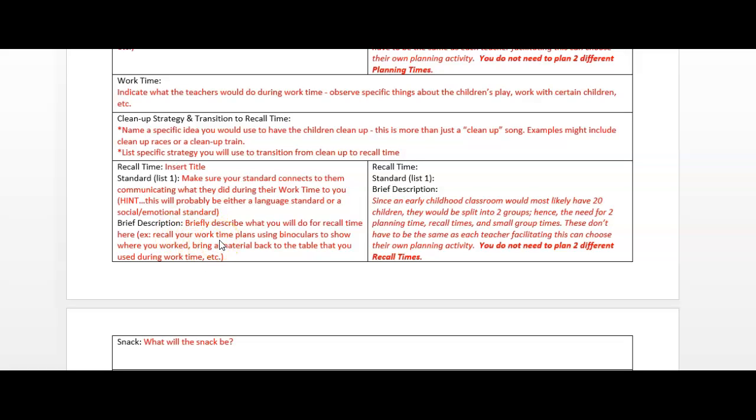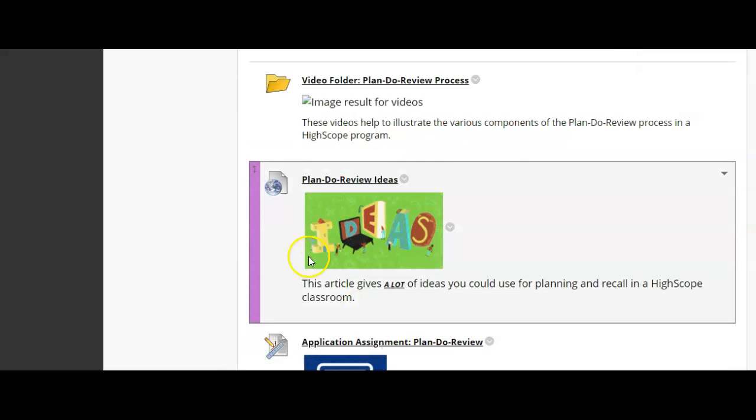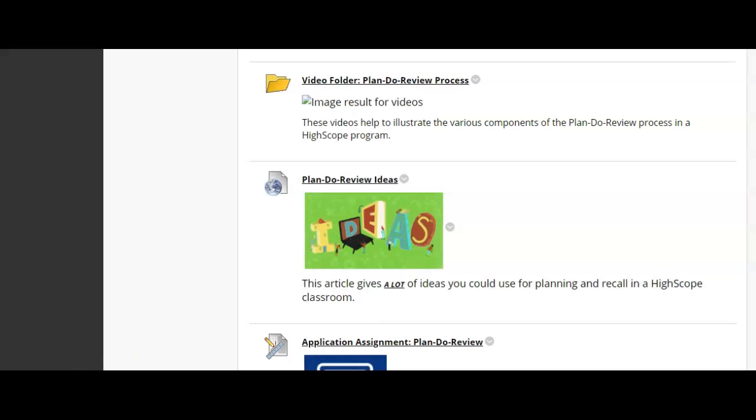During recall time, the children are sharing what they did during work time and using their memory to recall that information, as well as using their language to communicate. I would again look in the language arts and social emotional standards for this section as well. Planning time and recall time activities can usually be used interchangeably, so you can find ideas in that list from the Week 5 module as well.